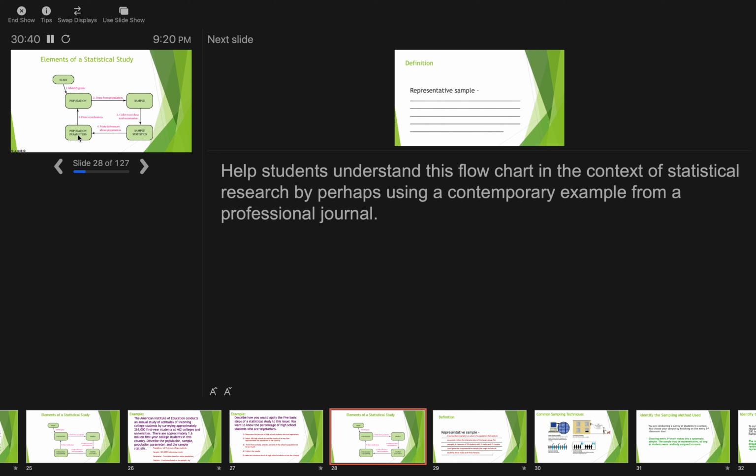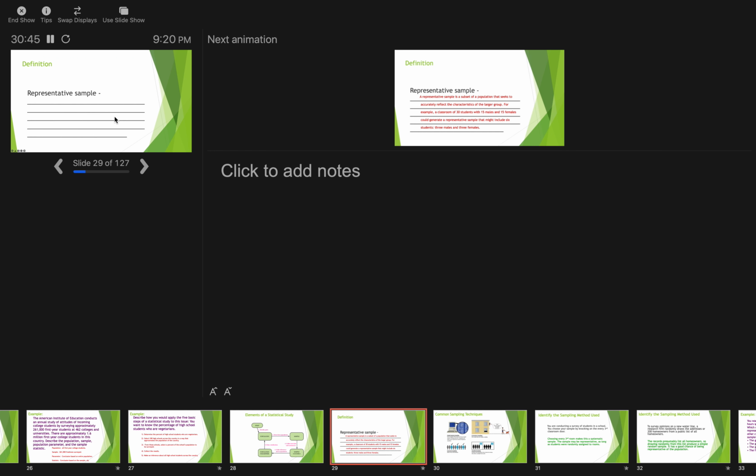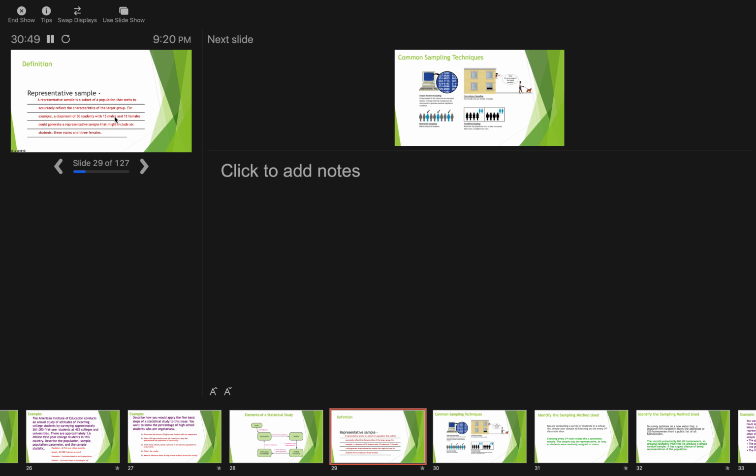So a representative sample, which is what I was getting at before about the differences between the states, is a subset of a population, that's what a sample always is, that seeks to accurately reflect the characteristics of the larger group. For example, a classroom of 30 students with 15 males and 15 females could generate a representative sample that might include 6 students, 3 males and 3 females. You wouldn't want to include all 6 of one group.